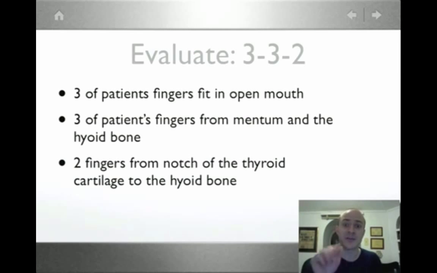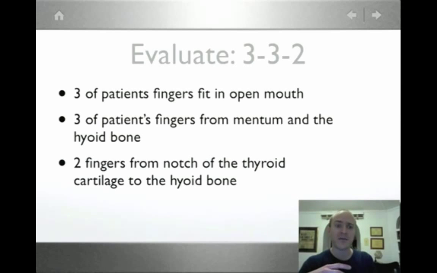Evaluate is the E, the 3-3-2 rule. So 3 of the patient's fingers should fit into his open mouth. That lets you know that the mouth opens wide enough to get your scope in there and actually see what you're doing. And remember, it's the patient's fingers, so if you have gorilla hands, that doesn't count.